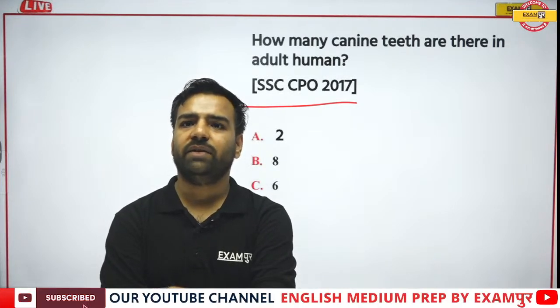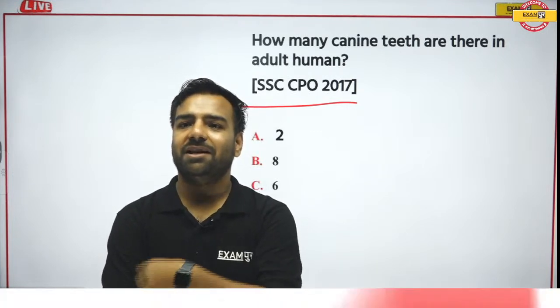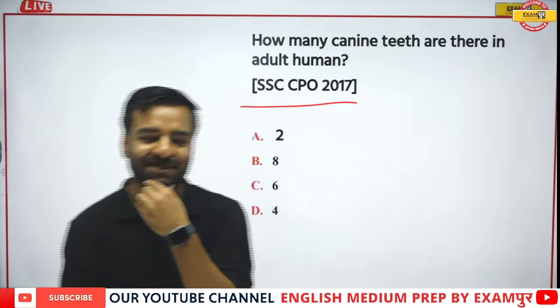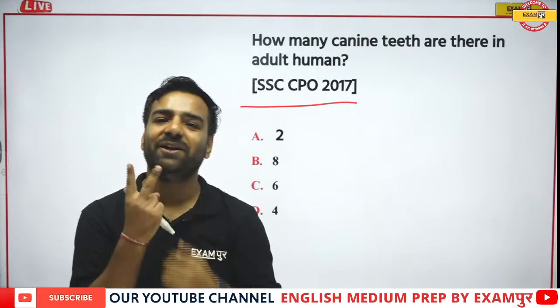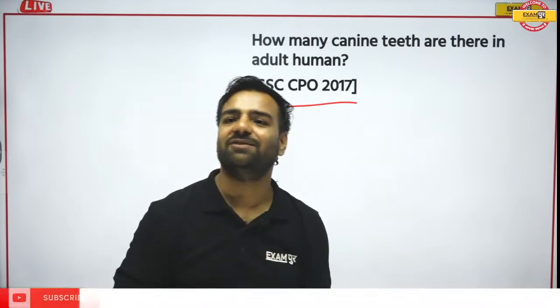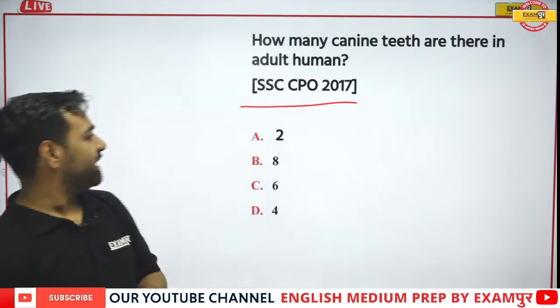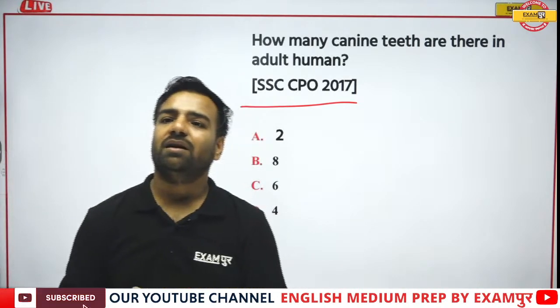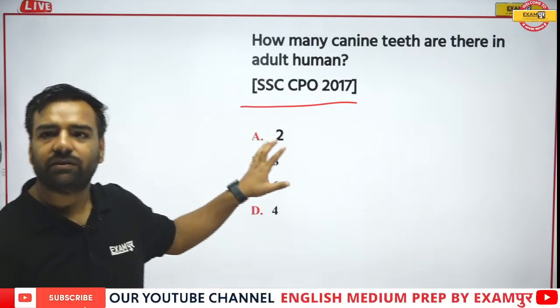Waiting for the answer. How many canine teeth are there in the adult humans? Ilma is saying 2 in the vampire. Yeah, that's true, 2 in the vampire. But some vampires may be having 2 teeth from the downward part as well. So Priya is with 4. Sharmaji is with A, that is 2. Vignesh is with D, that is 4. Okay. Priya is again with 2.